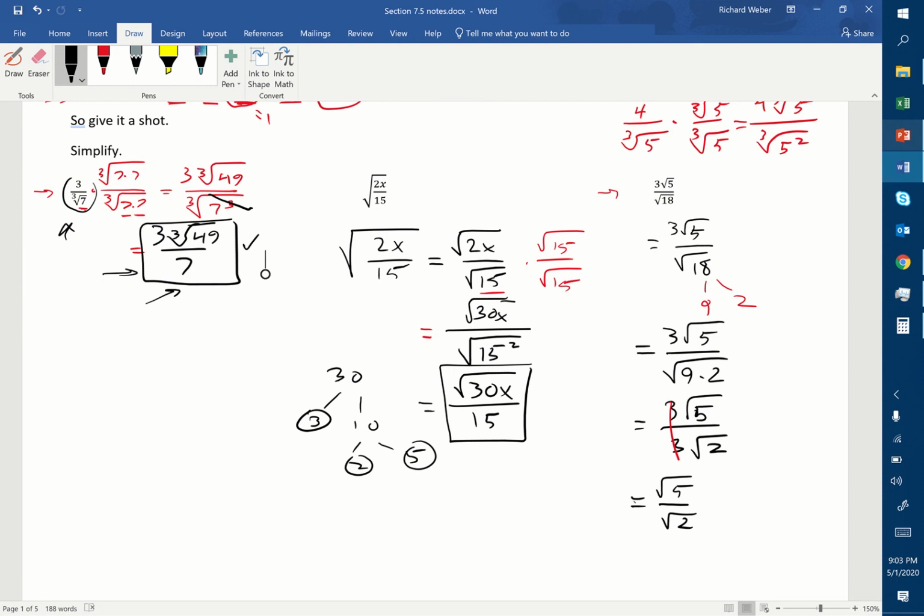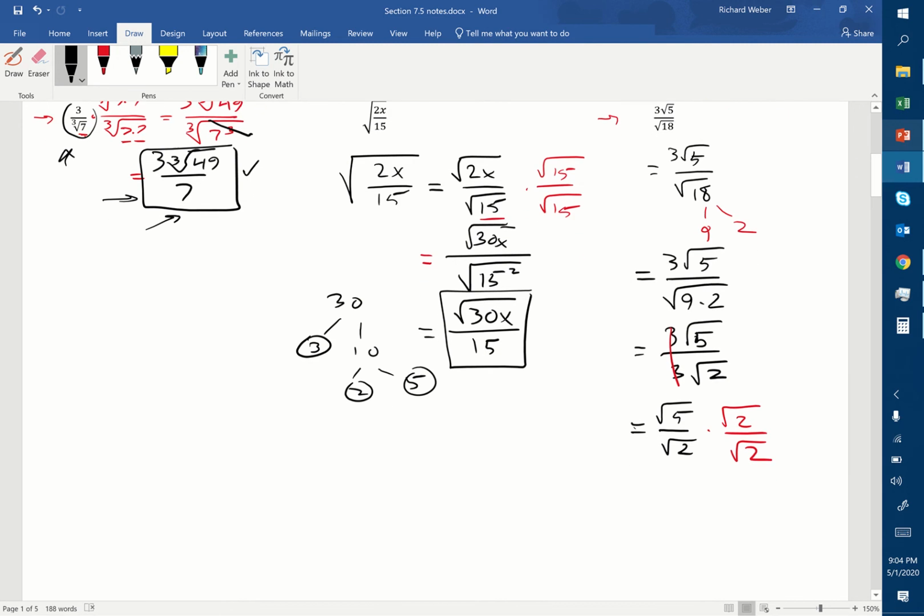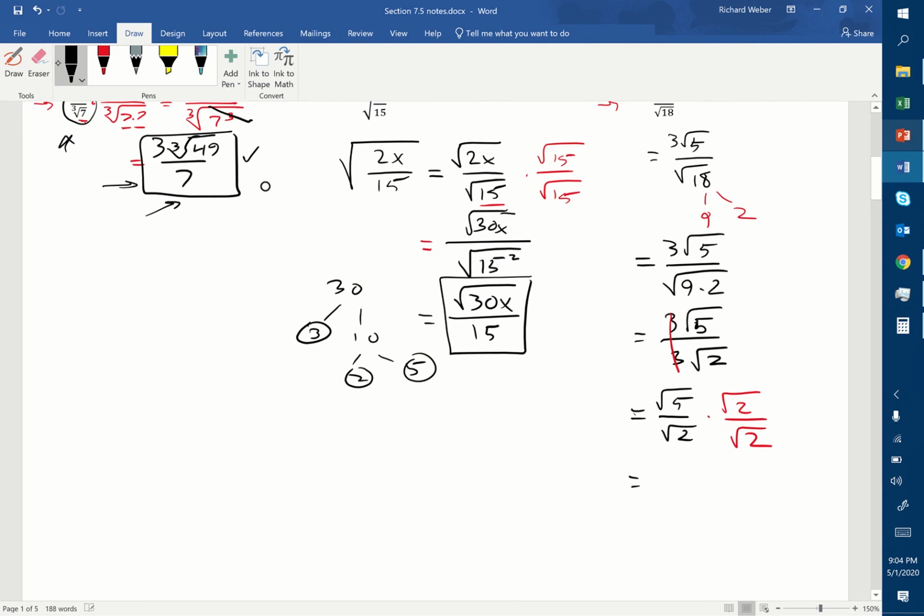Are we done? That's enough work. I think I'm done. You're not done. Is there a radical downstairs? Yes. Well, then you've got to get rid of it. Now we're going to hit it with radical 2 over radical 2. Okay? And what we get is radical 10 over radical 4, which is the square root of 10 over 2.